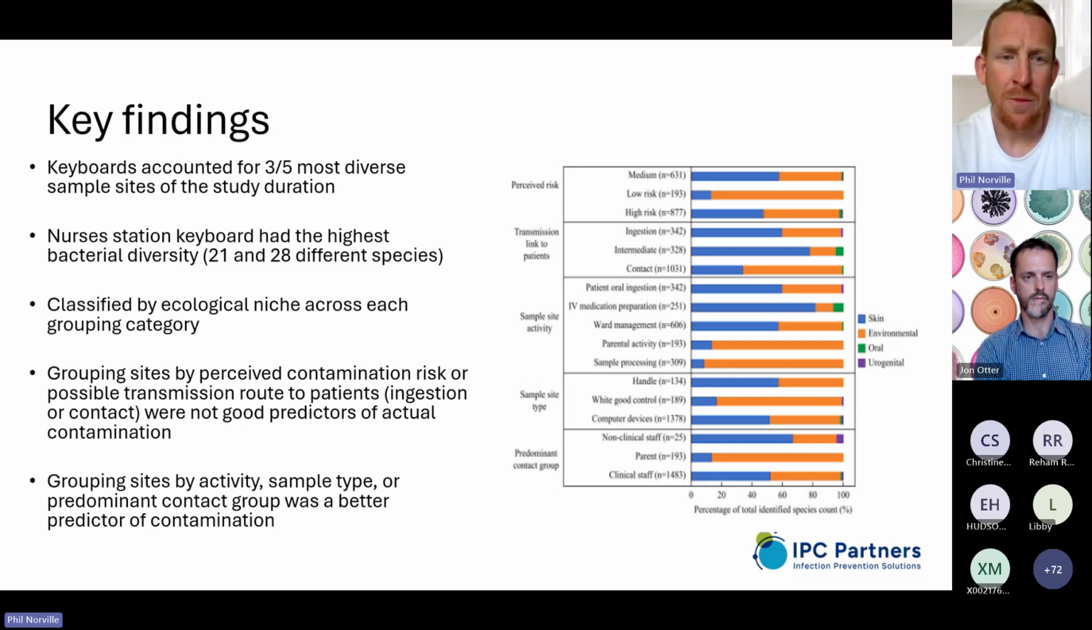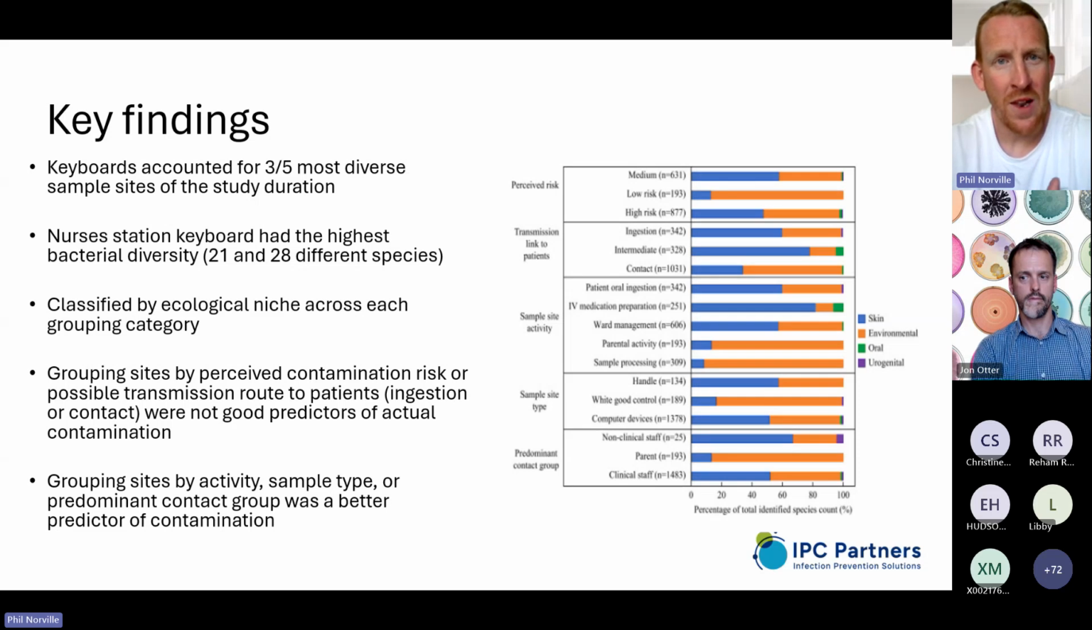And grouping sites by perceived contamination risk or possible transmission route to patients were not that good predictors of actual contamination, whereas grouping sites by activity, sample type, or predominant contact group was a better predictor of contamination. I've only really scratched the surface in terms of the key findings there. There's a lot more in the paper, and I encourage you to go and read it. But I think the key highlights really are that there is a lot of diversity in this environment.